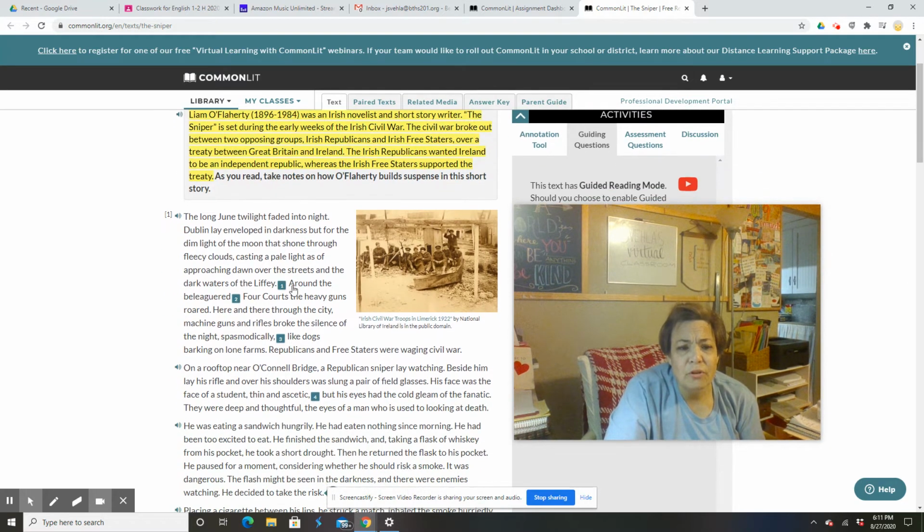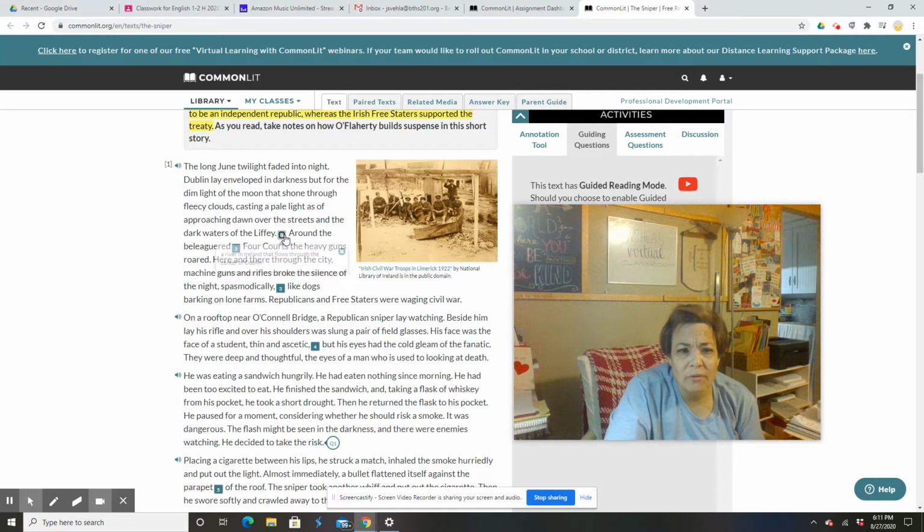And then as you're looking through it, all of these numbers are going to tell you what that word is. A Liffey is a river in Ireland that flows through the center of Dublin. Spasmodically means occurring in irregular bursts. Okay, so that's what those mean.